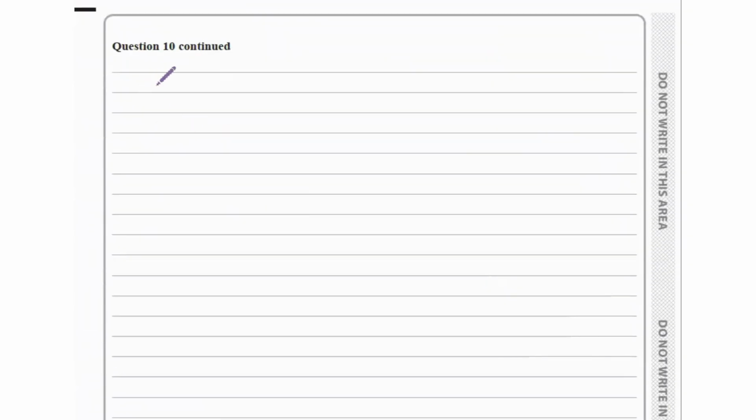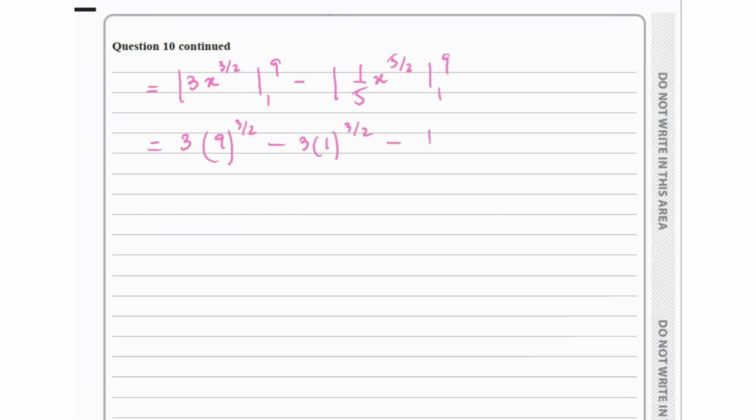So that's going to be simplified to 3x to the power of 3 over 2 from 1 to 9, and then 1 over 5 times x to the power of 5 over 2 from 1 to 9. 3 times 9 to the power of 3 over 2 minus 3 times 1 to the power of 3 over 2 minus 1 over 5 times 9 to the power of 5 over 2 plus 1 over 5 times 1 to the power of 5 over 2.